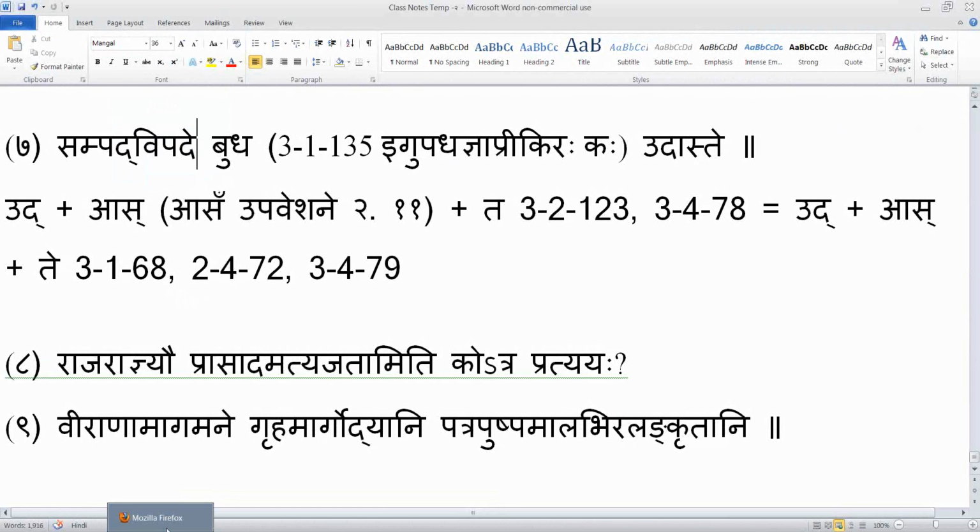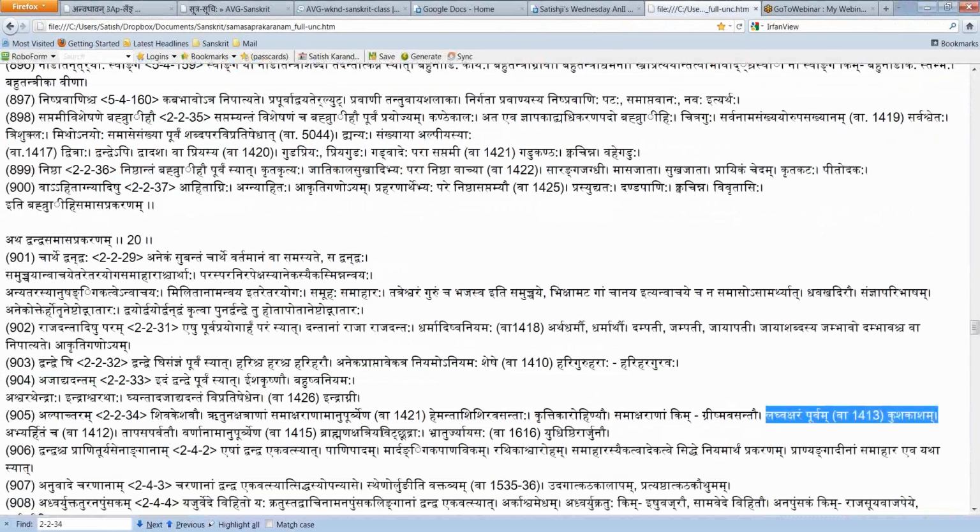There's another vartikam under the same sutram, which says abhyarhitam cha, abhyarhitam, that which is more important. Now, sampad is prosperity, vipad is adversity. So one can argue that prosperity should come first, as it is a mangalavachaka shabda, an auspicious and better word. So maybe abhyarhitam cha can help us out. We have to justify it in some way.